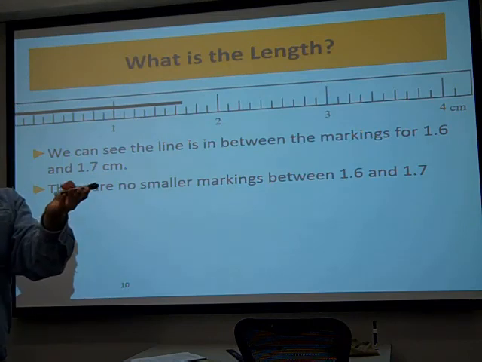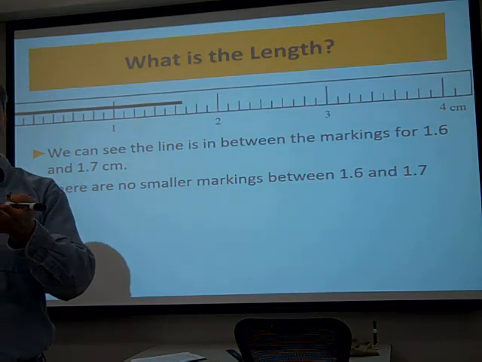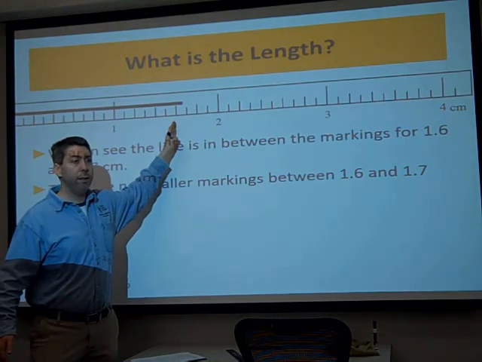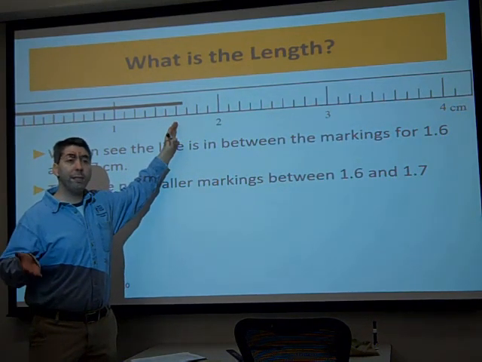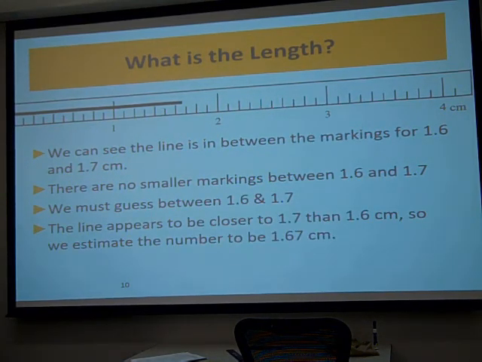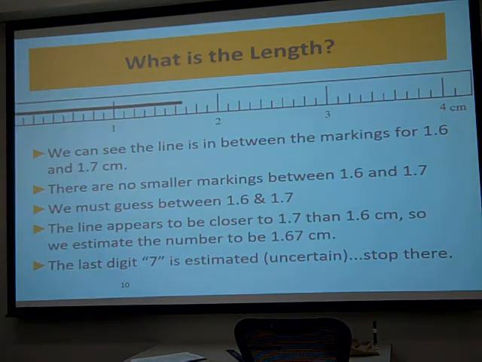1.66, 1.67. Anybody else? 1.65? Either one of those is fine. 1.66 or 1.67 are both reasonable estimates. I would lean more towards 1.67, but 1.66 may actually be more accurate. We don't know. It's estimated. So we're going to get slightly different answers, but that's how measurement works. And if we measure multiple times, usually the average will give us close to the actual value.